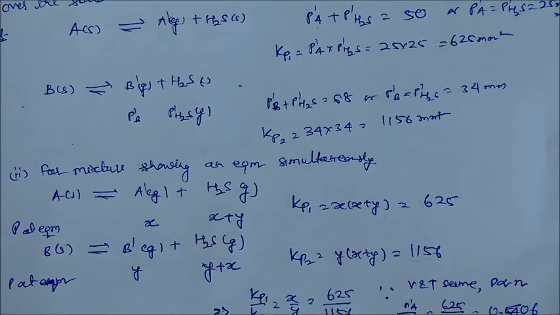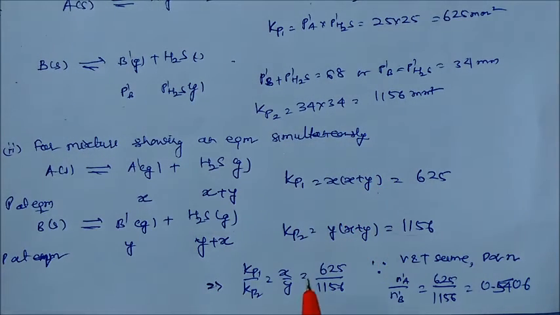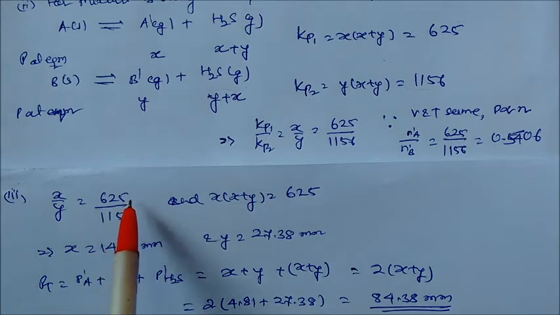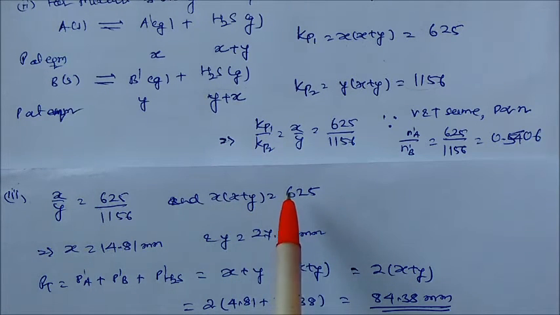Now, one more important piece of information: if the volume and temperature are the same, then pressure is proportional to moles. Then moles of A by moles of B equal 625 by 1156, which will be equal to 0.5406. Now X by Y equals 625 by 1156, and X into X plus Y equals 625. So two equations are given. On solving these two equations, X equals 14.81 and Y equals 27.38 millimeter.